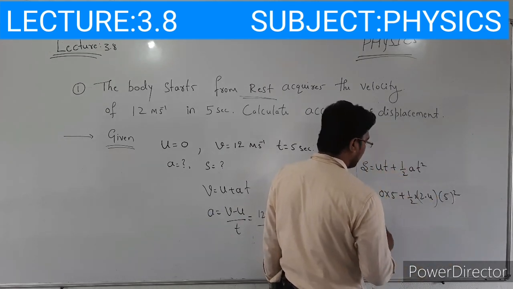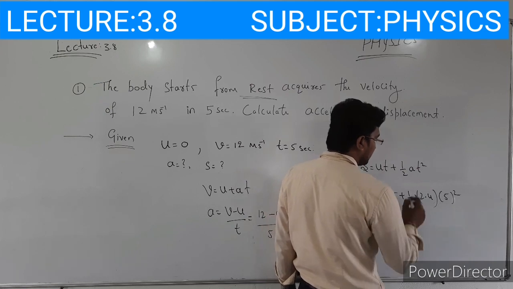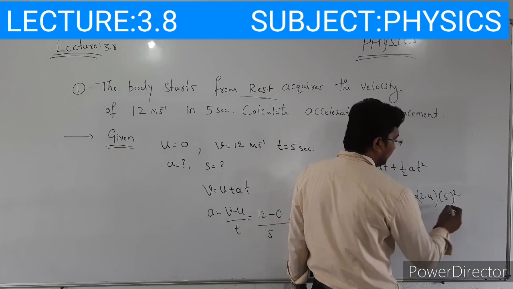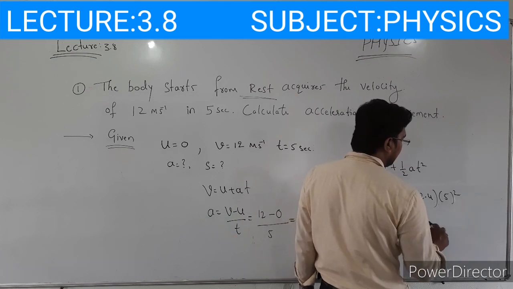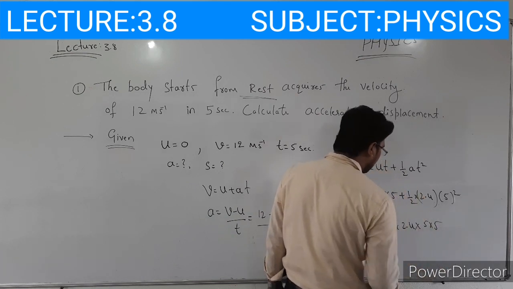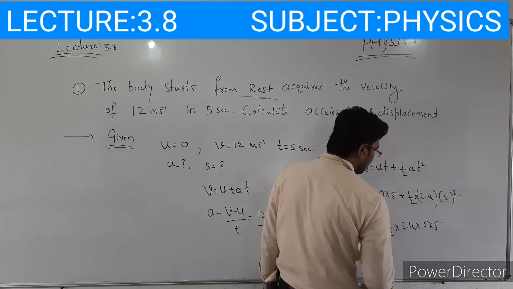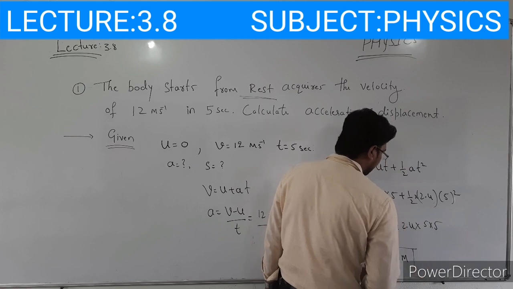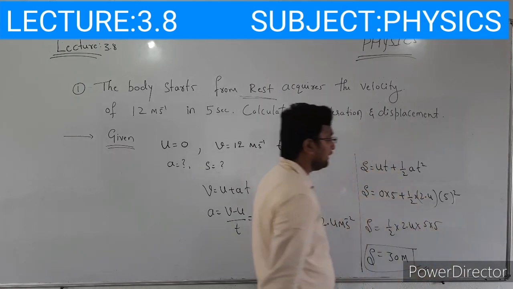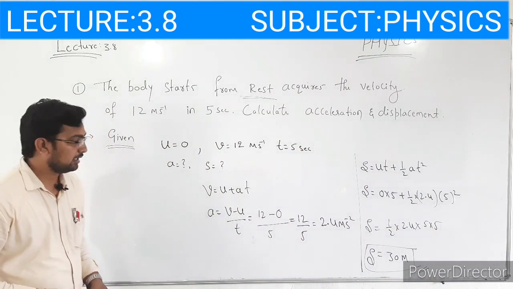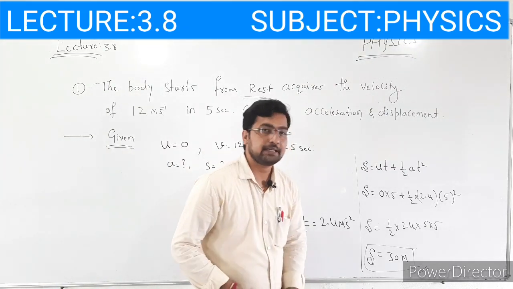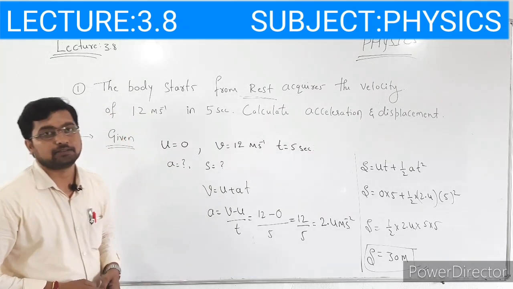Then s is equal to 0 into any term is 0. So then this is 1 by 2 into 2.4. So 5 square means 5 into 5. Multiply this one and simplify this. We will get the answer: 30 meter. Right? So the acceleration is 2.4 meter per second square and the displacement is 30 meter.